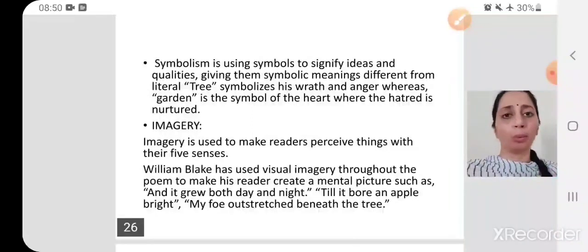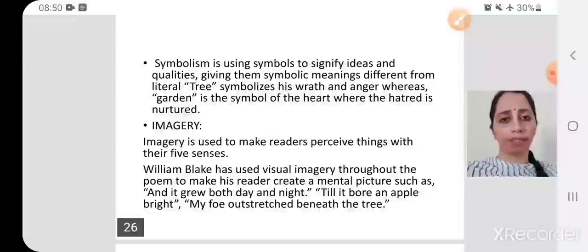We have symbolism and we have imagery. Now pay attention. These two figures of speech are just additional information for you all. Whatever figures of speech you were taught before, only those are a part of this year's syllabus. Symbolism and imagery are just additional information that we are giving you. So what's symbolism? Symbolism is using symbols to signify ideas and qualities, giving them symbolic meanings different from the literal.